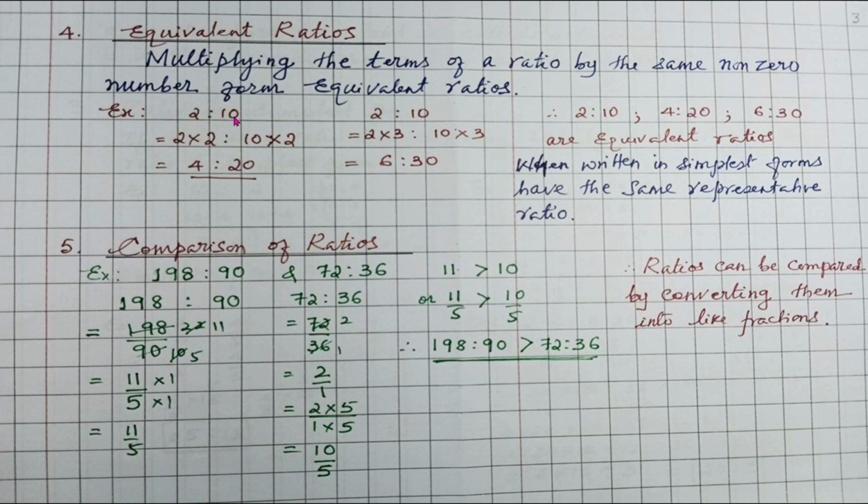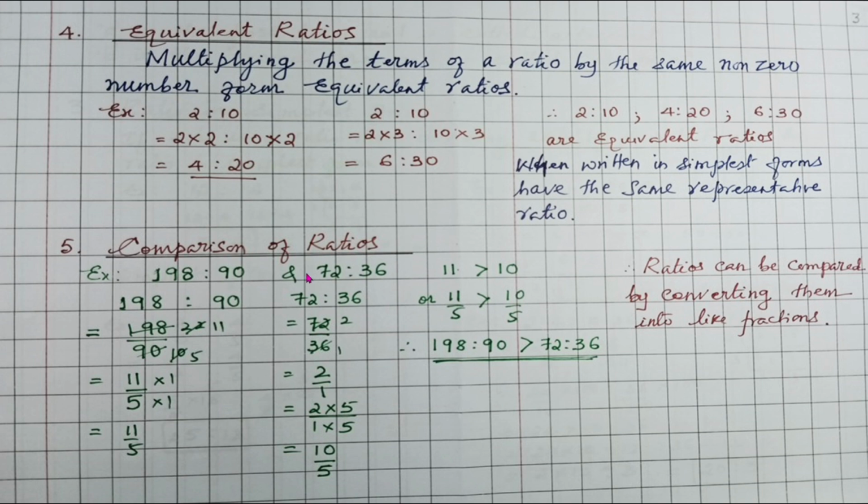Even 1 is to 5 is an equivalent ratio. Therefore remember, when written in simplest form, they represent the same ratio. So to know whether they are equivalent ratios or not, simplify them. Here 2 is to 10 becomes 1 is to 5, 4 is to 20 becomes 1 is to 5, 6 is to 30 becomes 1 is to 5. All have the same simplest ratio, and therefore all three are equivalent ratios. Remember that.